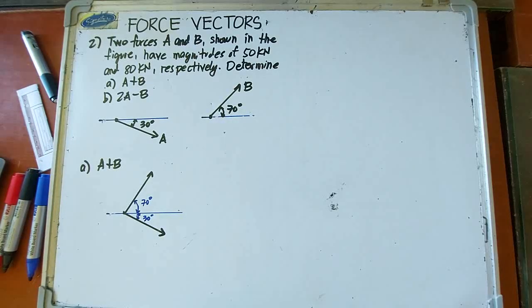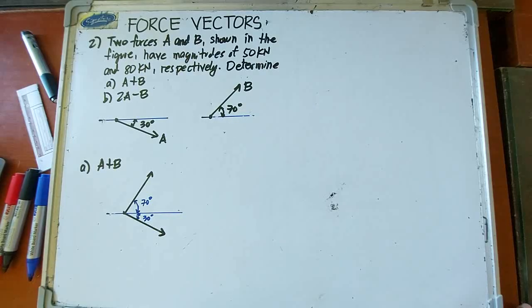So let's proceed to the second illustrative problem. Let's solve the second problem in your module number 2. Two forces A and B shown in the figure have magnitudes of 50 kilonewtons and 80 kilonewtons respectively. So A is 50 kilonewtons, force B is 80 kilonewtons.